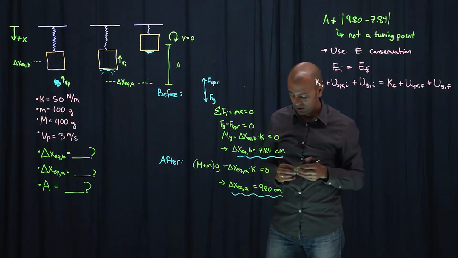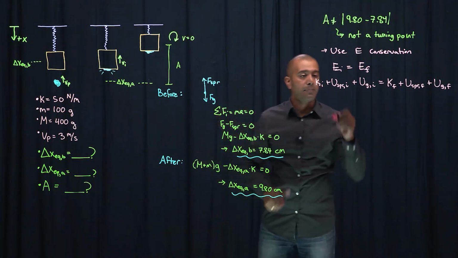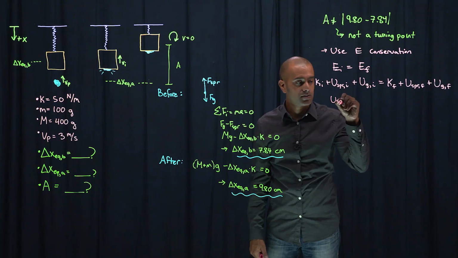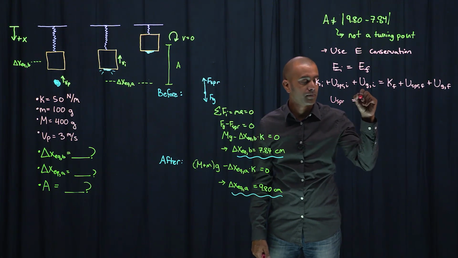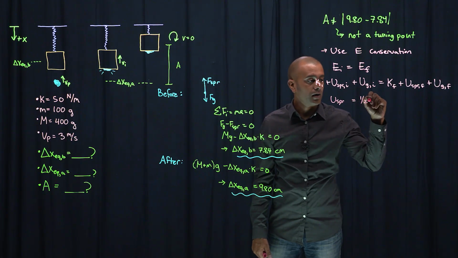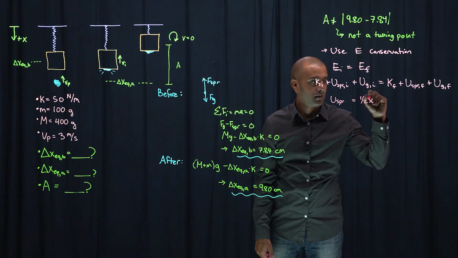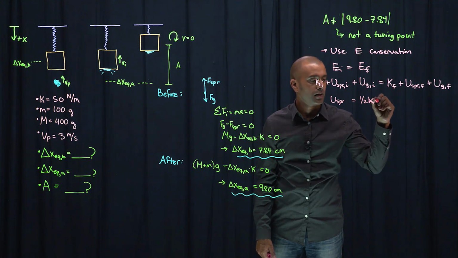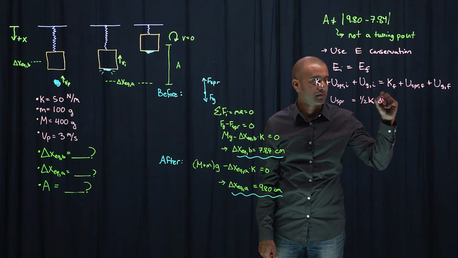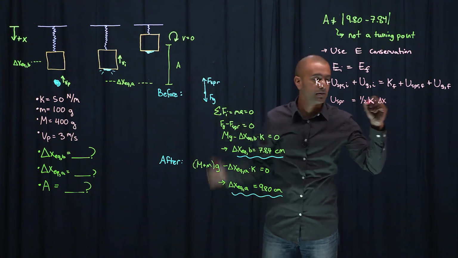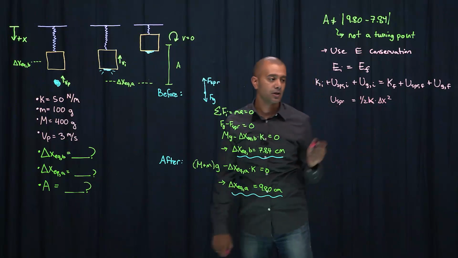And I will just say real quick, keep in mind that the spring potential energy, in case you don't remember, is 1/2 K times the extension, which is called delta x. So whatever the spring is extended, squared, times 1/2 times K.